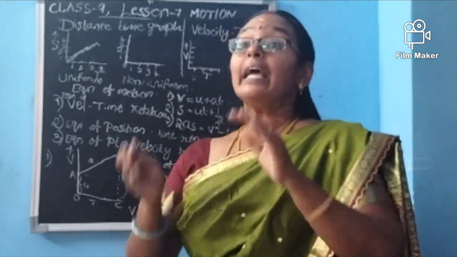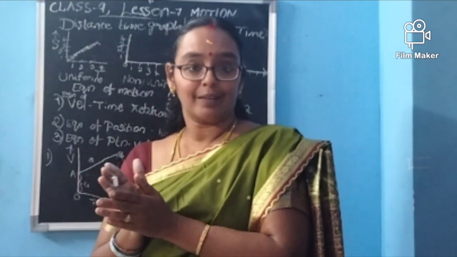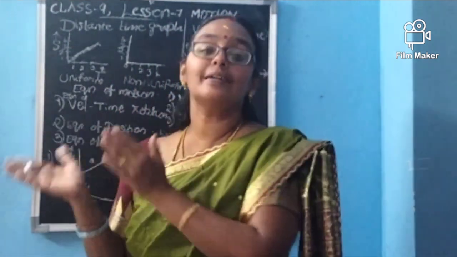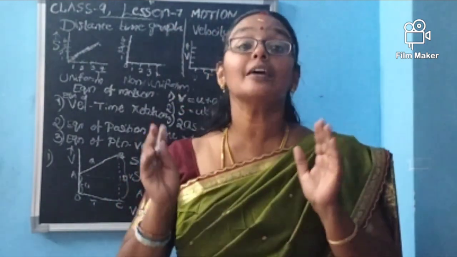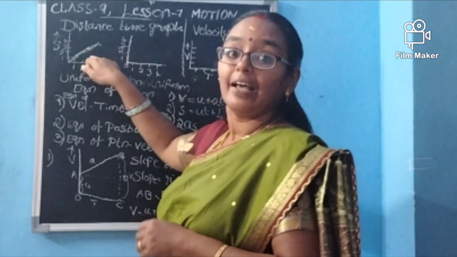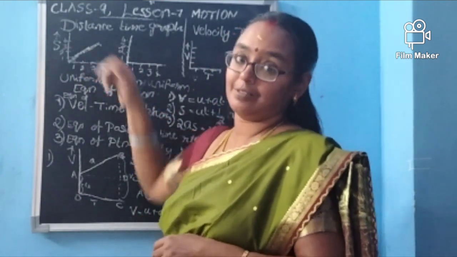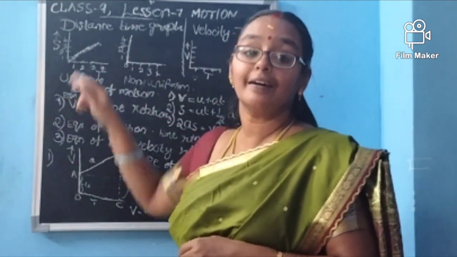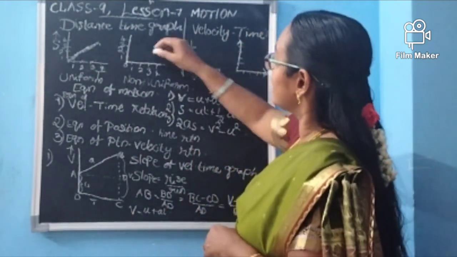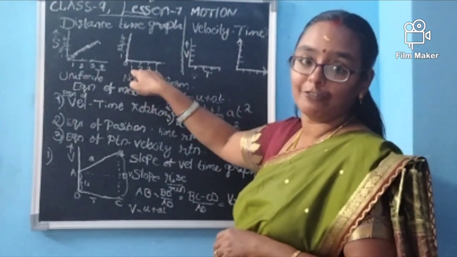So what we can say is, in equal intervals of time, the object is moving equal distances. So what is it? It's a uniform motion. So we are seeing the velocity. The velocity here is uniform. We are understanding.